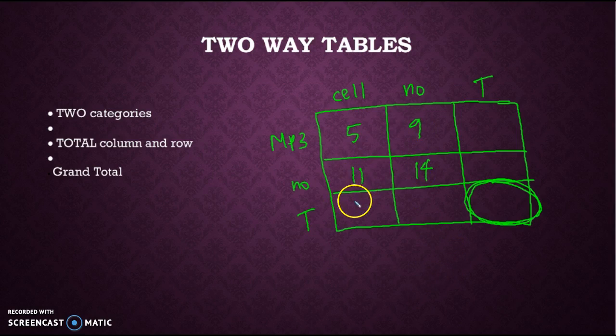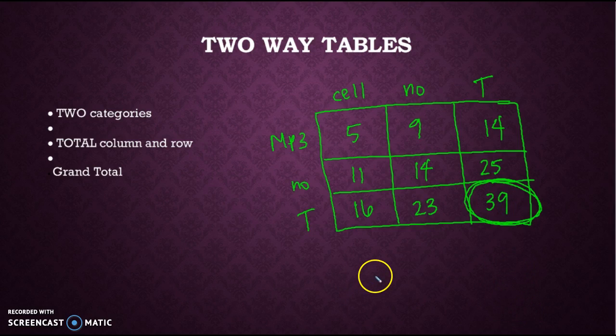So 5 plus 11 is 16. So the total number of cell phone people is 16. 9 plus 14 is 23, so the total number of people without a cell phone is 23. Total number of MP3 players is 5 plus 9, 14. And the total number of people without an MP3 player is 11 plus 14, which is 25. Then to find my grand total, I'm just going to add. So you can do 16 plus 23 or 14 plus 25, and we get 39 either way.